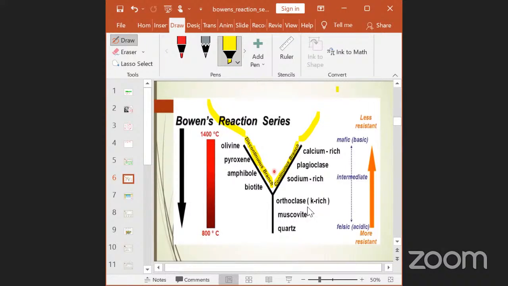So don't confuse this series. In this Bowen series on the left, in the order of crystallization, those are mafic minerals and ferromagnesian minerals, right? Mafic and ferromagnesian minerals. And you can see the diagram.